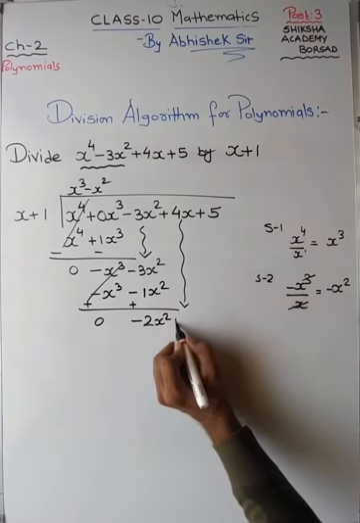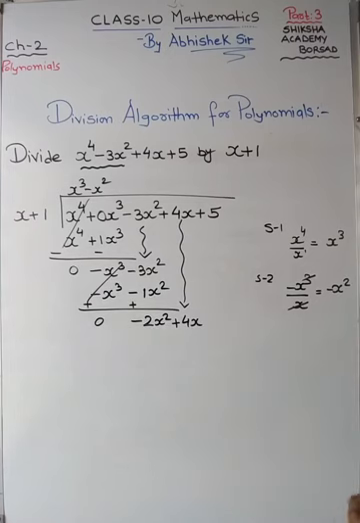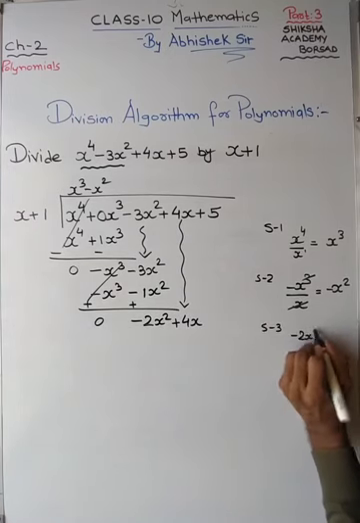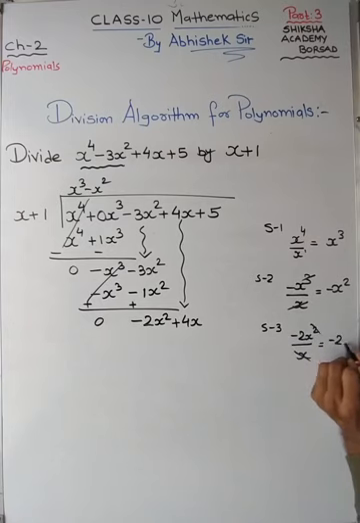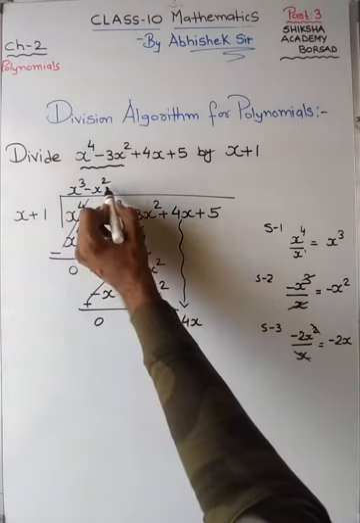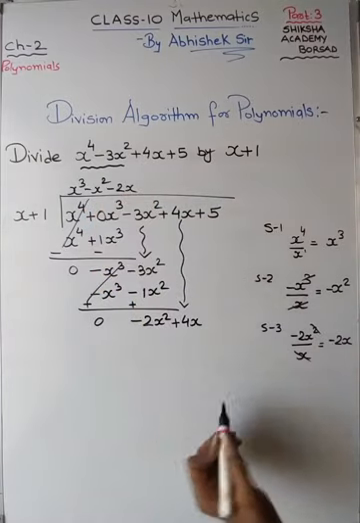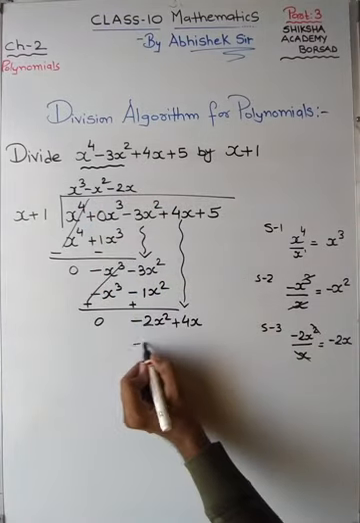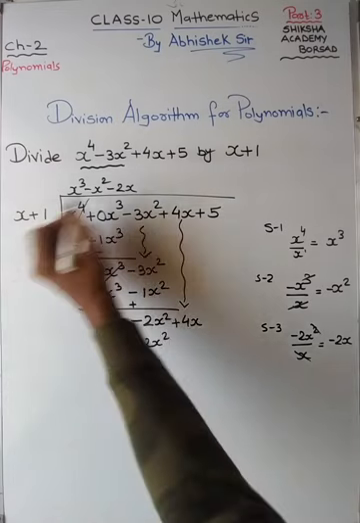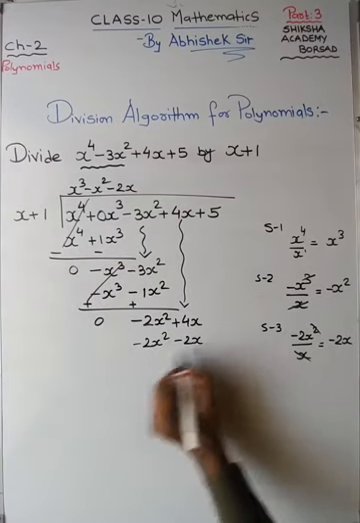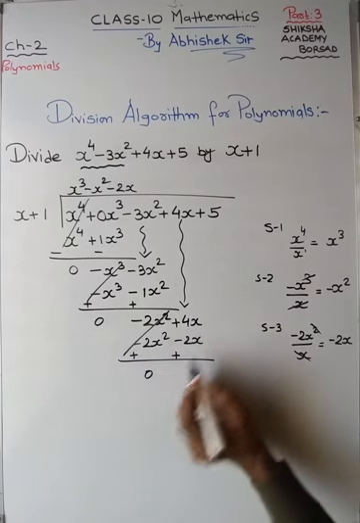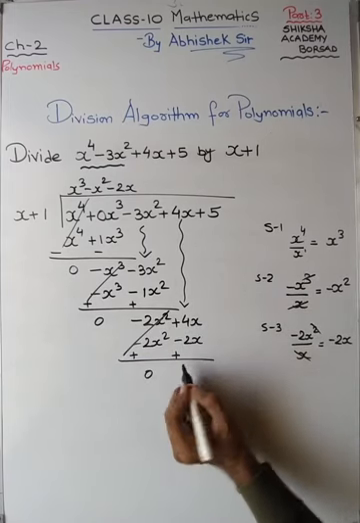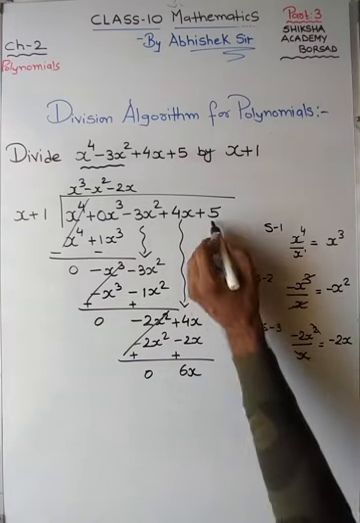Repeating this term, 4x. Step number 3: minus 2x square upon x. So x will be removed, minus 2x will be our next term. Minus 2x into x is minus 2x square, plus 1 into minus 2x, minus 2x. Sign change, this will be cancelled. Plus 4x plus 2x will become 6x.